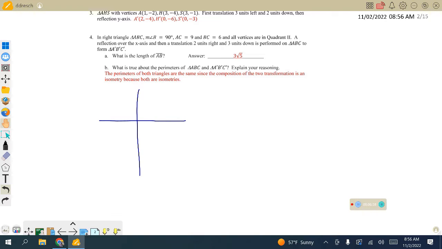So it says it's in quadrant 2. We got a triangle. More specifically, it is a right triangle, okay? As I label this out, B gets the 90. I don't care where A and C are going, but that's essentially what we've got. There's quadrant 2. AC is a length of 9, so that's my hypotenuse. BC is a length of 6. That's my leg. Then it does a reflection over the x-axis, and then a translation 2 units right, 3 units down, to get my final triangle. What is the length of AB? I have an answer of 3 root 5.